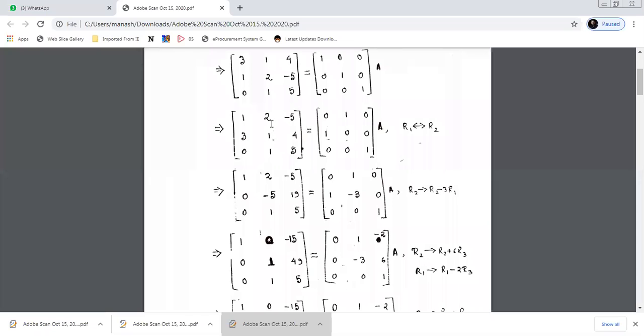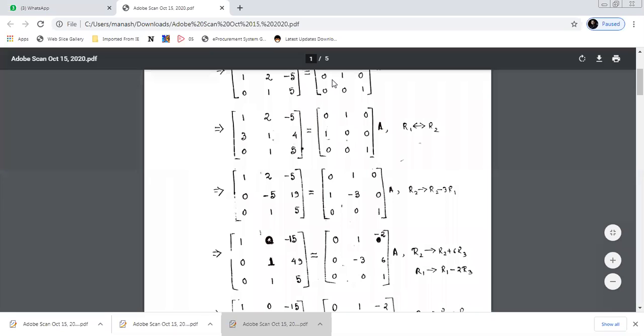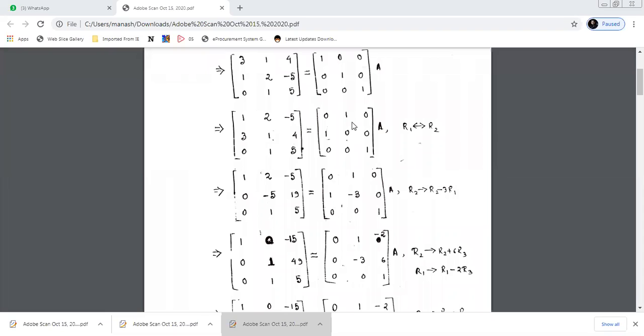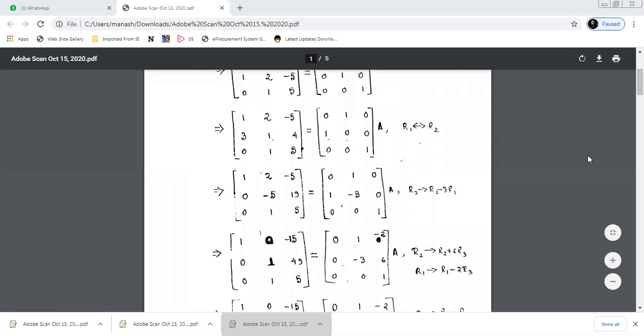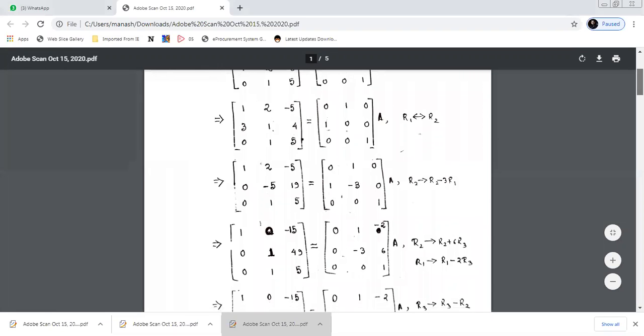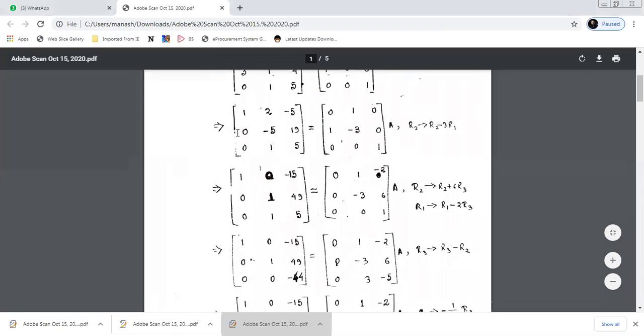1 minus 3 times 6, minus 5. 4 minus 3 into minus 5, so 4 plus 15 will be 19. The same operation you have to do on the right hand side also. Okay. So the first two steps will always remain the same.